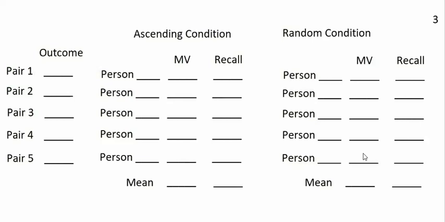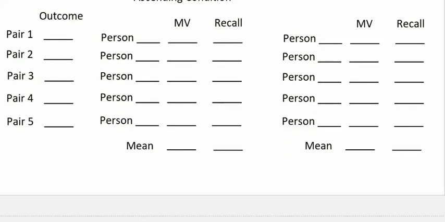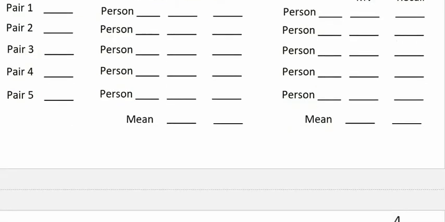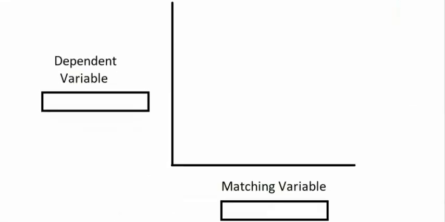Remember, you have 10 people in the experiment, 5 people per group, and each person has both a matching variable score and a recall score. Each person has 2 numbers. You're going to take each person's 2 numbers and make a scatter plot for all 10 people. So your scatter plot will have 10 dots altogether.